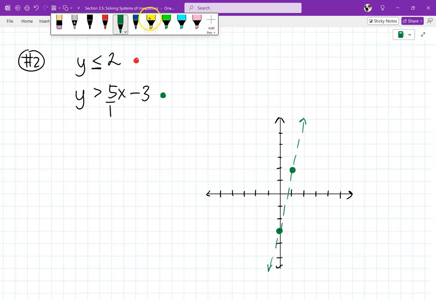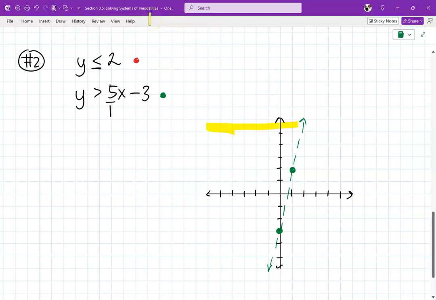So let me use my highlighter here. And again, if you're using pencil, just color it in real lightly. And then the other one you color in nice and lightly as well. And then once you know where the answer is, then color that one in nice and dark. Okay?